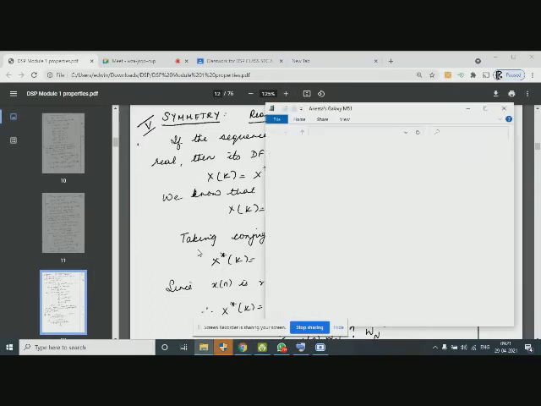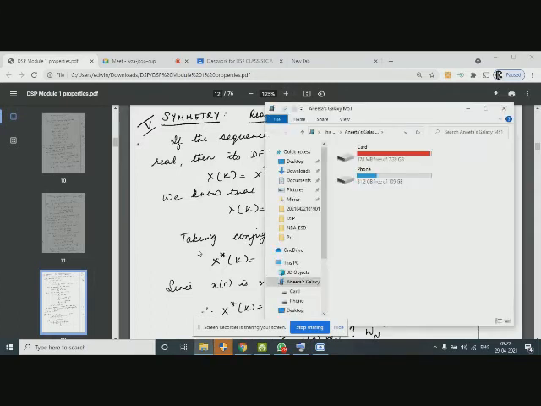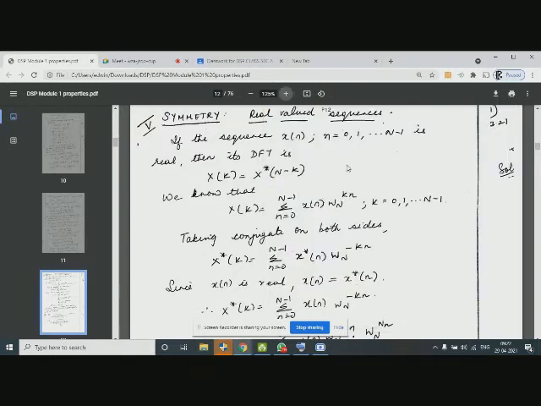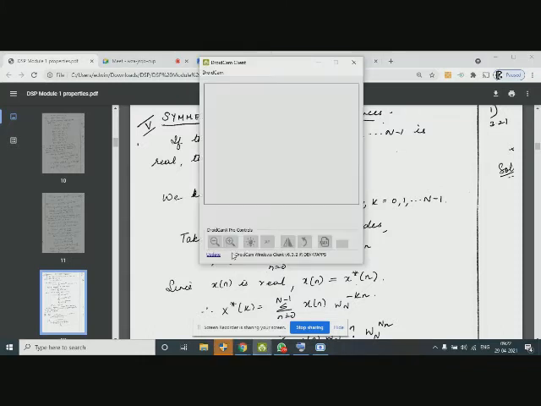That's what x of... no. What I'm telling is x of n is real. The answer x of n is real only, right? In that problem, x of n was real, but the answer, the x of k, the DFT, is conjugate. You have a complex term in the DFT, right? So we are speaking about the conjugate of the answer.